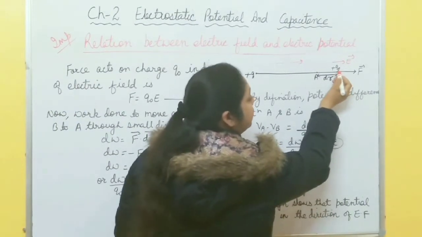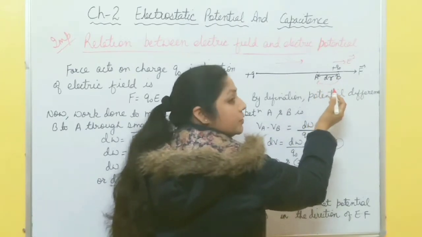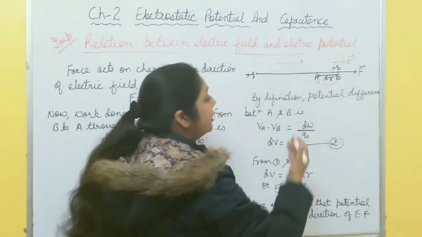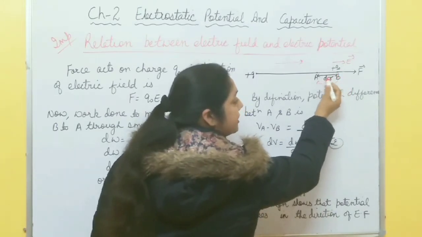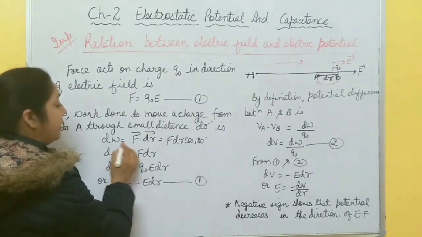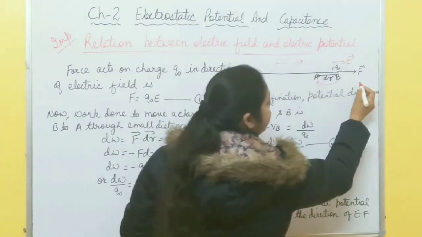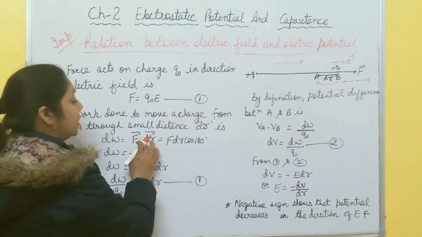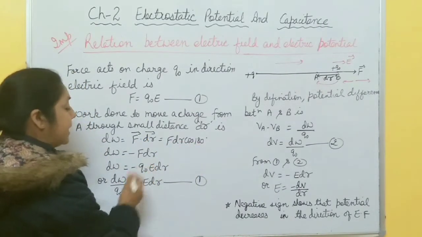Now, if you want to move this positive test charge from position B to position A, you have to apply some external force; you have to do some external work to move this test charge from position B through a small distance dr to position A, and that small amount of work done is given by F dot dr. Now F is in this direction, and dr is in this direction. Both are in opposite directions, so the angle between them is 180 degrees. F dr cos 180, and this is equal to minus F dr.